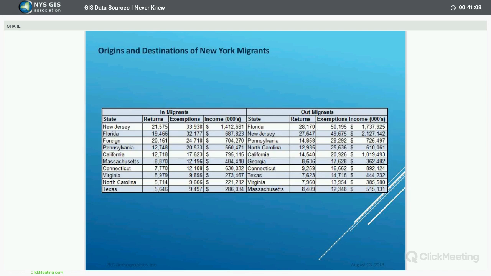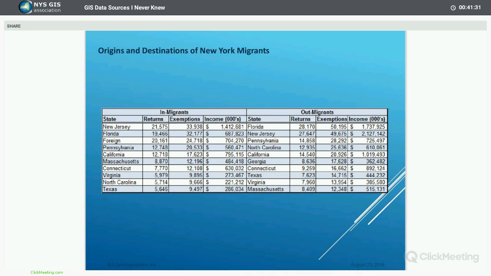Where do our out-migrants go to? Florida, #1 on the list. A lot of people back and forth to New Jersey, Pennsylvania. And you can look at the list. The thing to point out here is that this data gives us the number of returns, which is a proxy for households, the number of exemptions, which is a proxy for the number of people, and incomes.